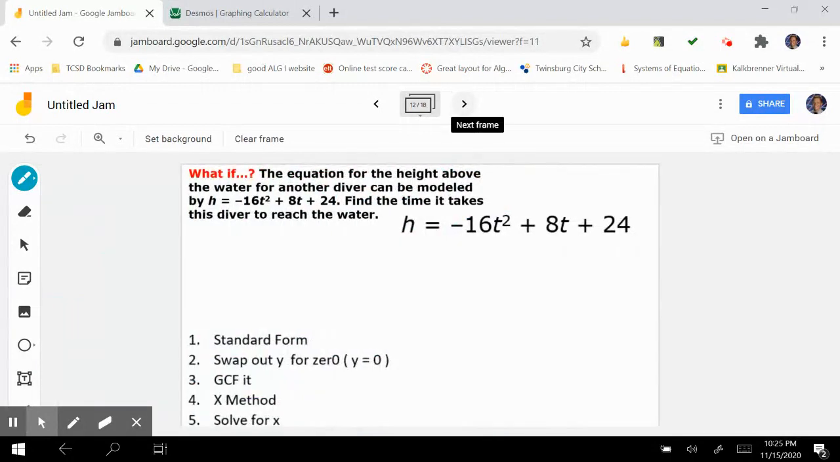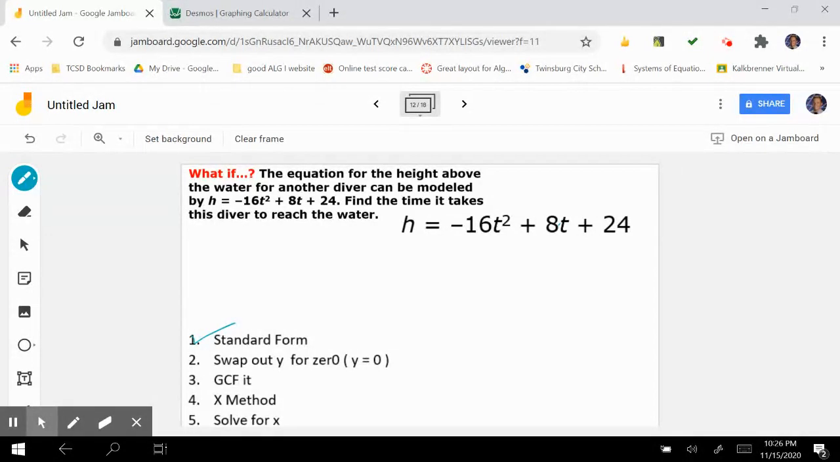All right, so here's a word problem. The equation of the height above the water for another diver can be modeled by the height equals negative 16t squared plus 8t plus 24. Find the time it takes the diver to reach the water. So is this in standard form? t squared, t, 24, that's done.